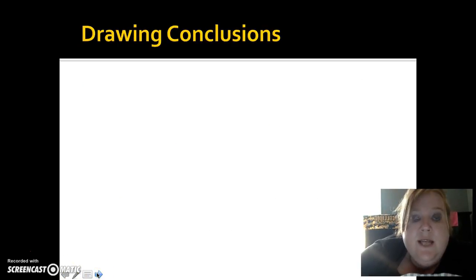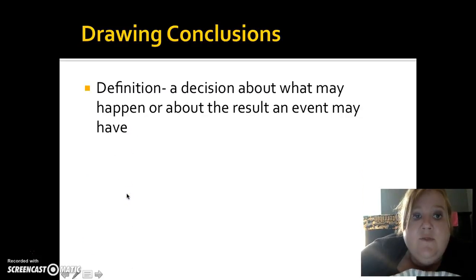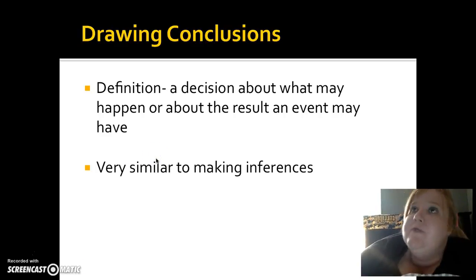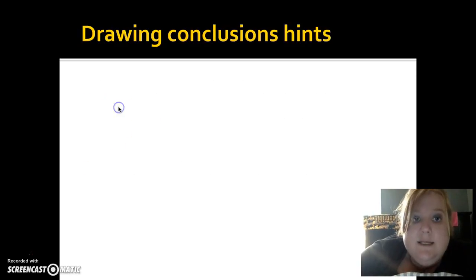Drawing conclusions is the next segment. The definition of drawing conclusions is a decision about what may happen or about the result an event may have. It's very similar to making inferences, but this is where you really need the evidence to help you draw the conclusion. We draw conclusions about people all day based on their actions, what they wear, their appearance, and we need to get used to doing this in text.